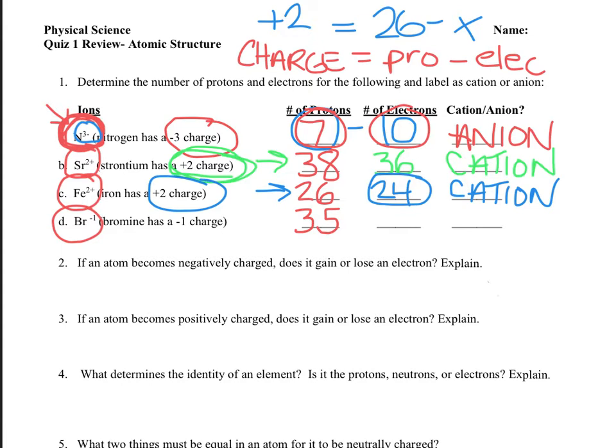For bromine, bromine is element 35. It has a -1 charge overall. So that means if it's a -1, it has to have one more electron than protons. That's why it's going to have 36 electrons. And remember, if you do 35 protons minus 36 electrons, overall that gives you a -1 charge. So that's why there should be 36 electrons. If it's a negative charge, by the way, we call that an anion.